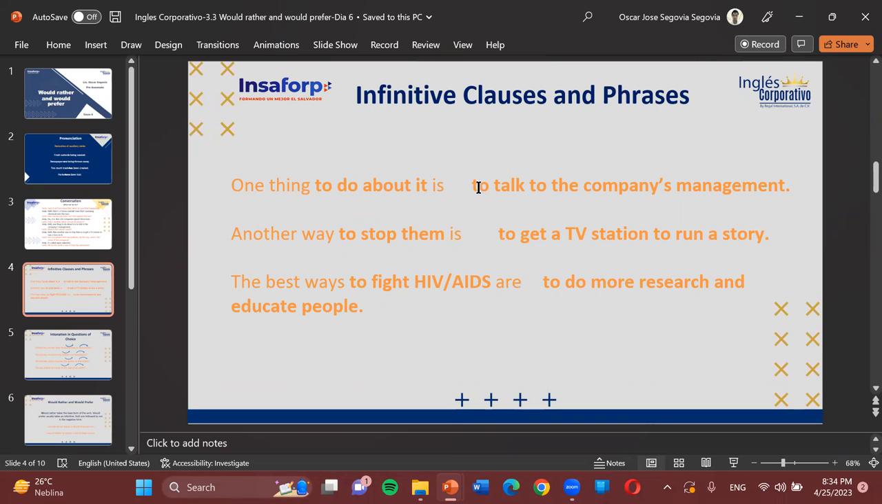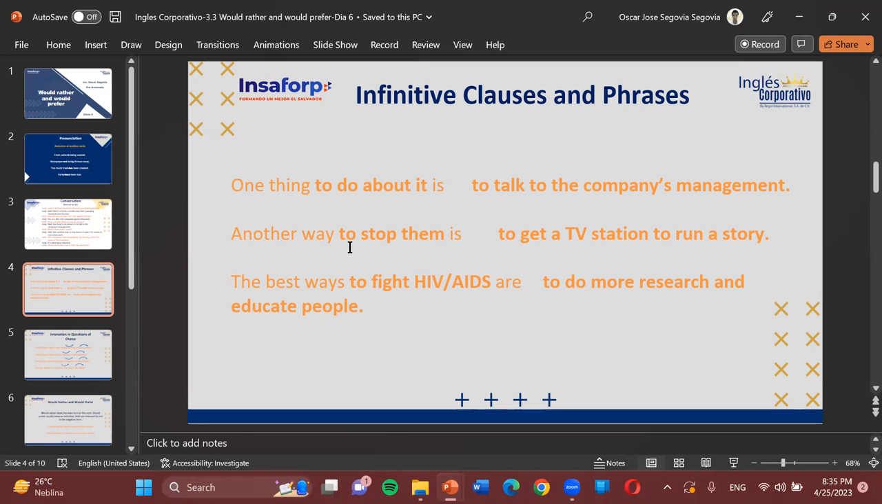Y una vez más aquí tenemos otro infinitivo. Esto es algo bien extraño, y por eso es que les digo que normalmente se hace cuando tenemos consejos de por medio. Porque por lo general estaríamos utilizando aquí ya sea el verbo base o tal vez un gerundio o alguna conjugación diferente, ¿verdad? Pero como es un consejo, vamos casi como quedando paso por paso y para eso son muy, muy útiles los infinitivos. Muy bien. Entonces, one thing to do about it is to talk to the company's management, ¿sí? Tenemos dos infinitivos aquí, sería to do and to talk. So one thing to do about it is to talk to the company's management.